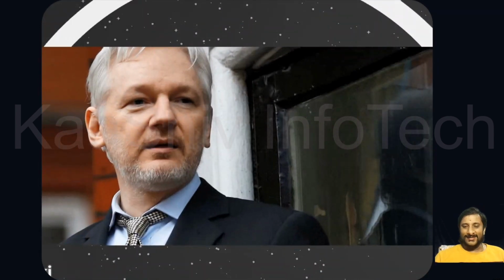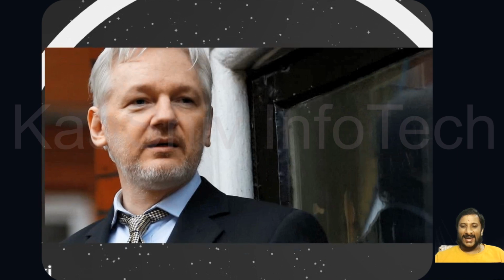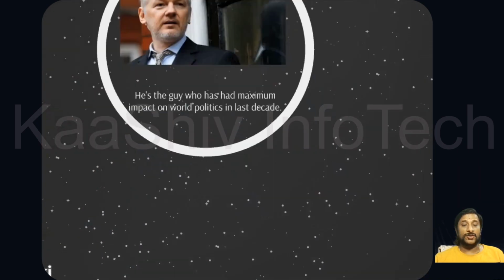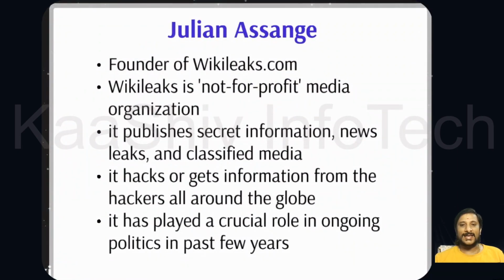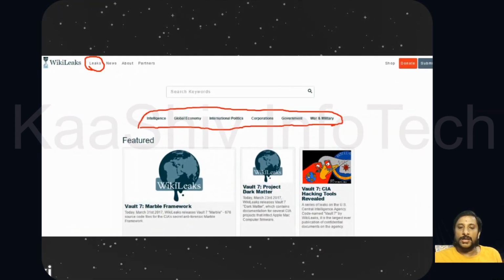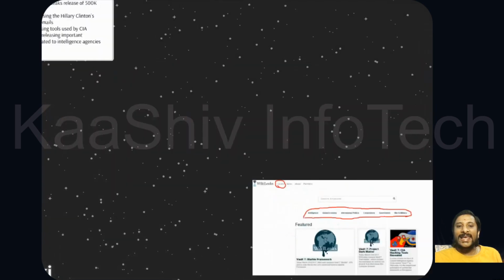Can you identify who is the guy? Anyone? He is a guy making a major impact in the political world. He is Julian Assange, the founder of WikiLeaks.com. It is a non-profit media organization publishing secret information, news leaks and everything. They collect information from hackers all over the world and put it on their website. So all the international politics depend on this particular website called WikiLeaks.